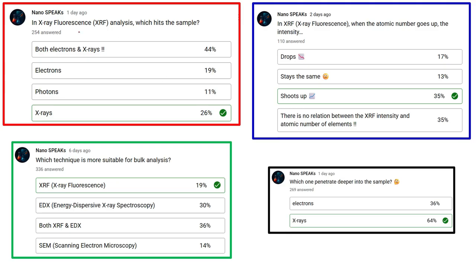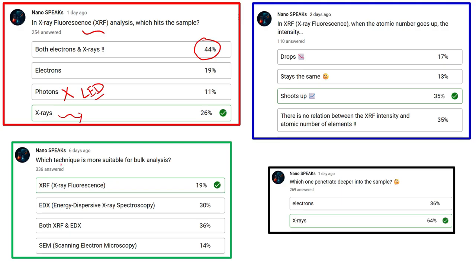the responses here. In XRF analysis, what hits the sample? Most of the responses were both electron and X-ray. No, this is the wrong answer. The correct answer is X-ray, because X-ray has more penetration power. Photon is also not correct, because a photon can be LED, UVB, or gamma rays. So X-ray is the correct answer.